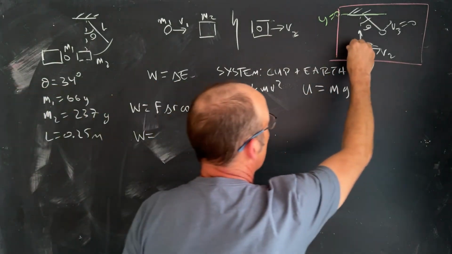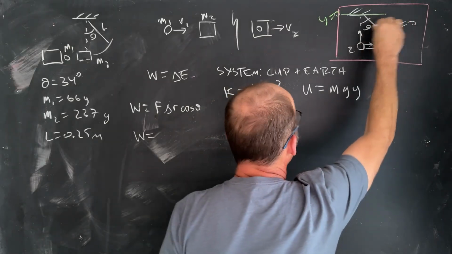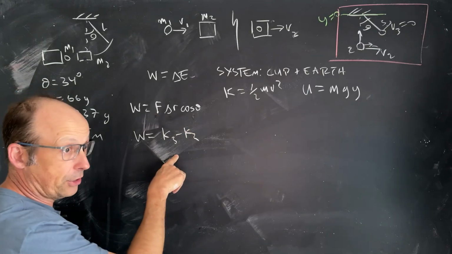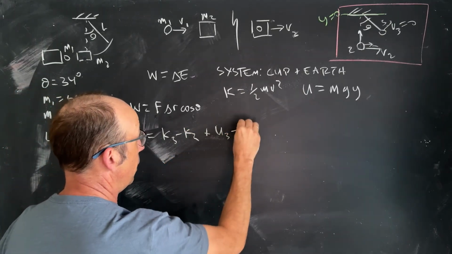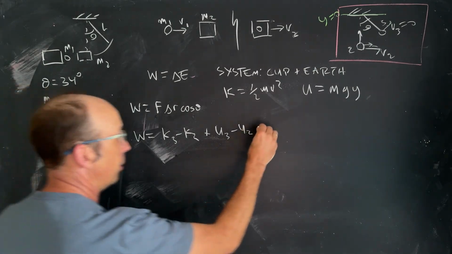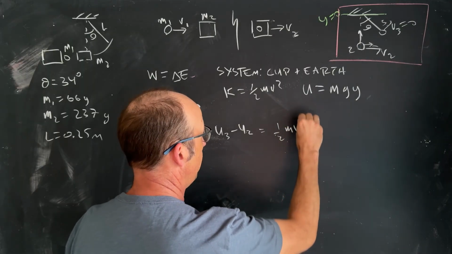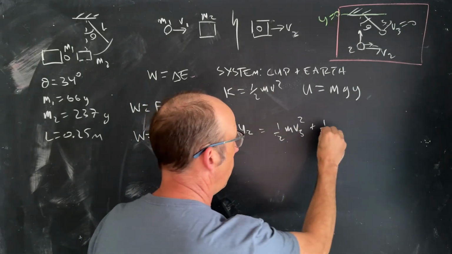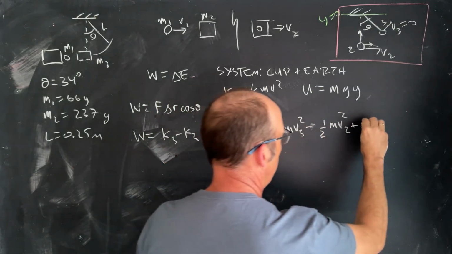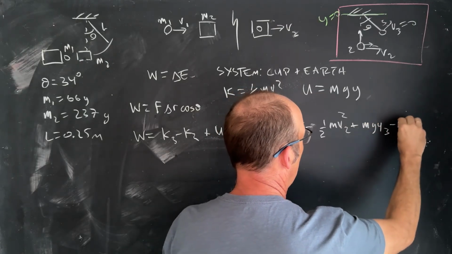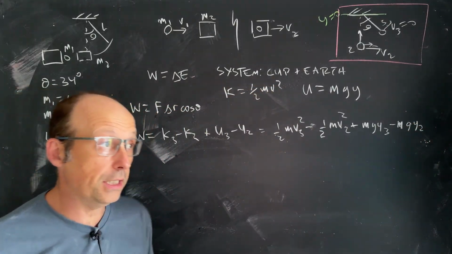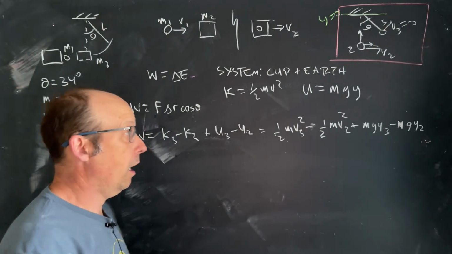Let's call these positions 2 and 3, to be consistent with up here. So the work is going to be K3 minus K2, my change in kinetic energy, plus U3 minus U2, my change in gravitational potential energy. Let's start putting in our stuff. This is equal to 1/2 m v3 squared minus 1/2 m v2 squared, where m is the mass of the cup and ball, plus mg y3 minus mg y2.